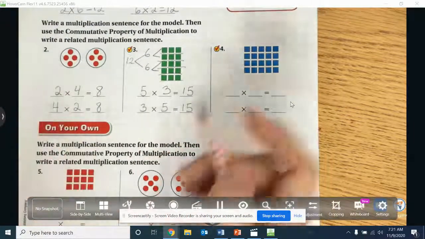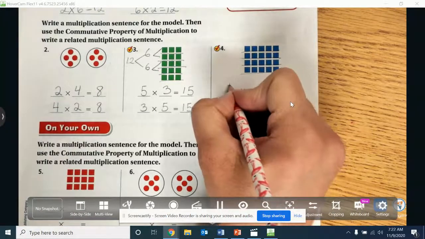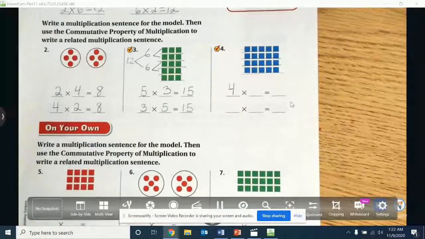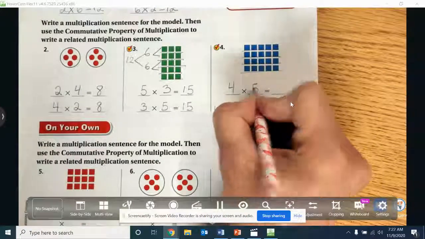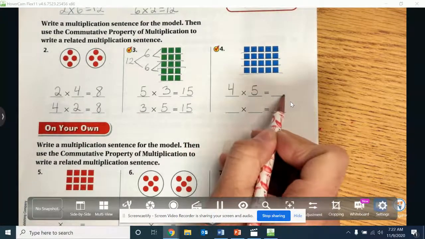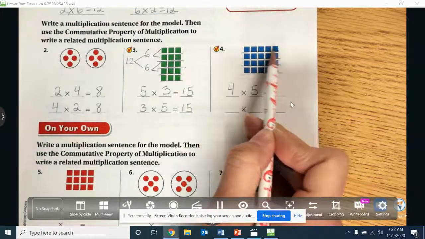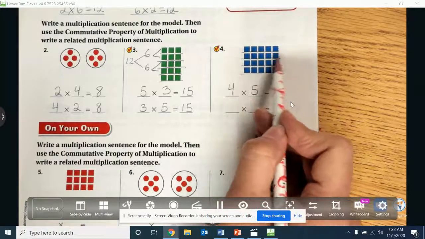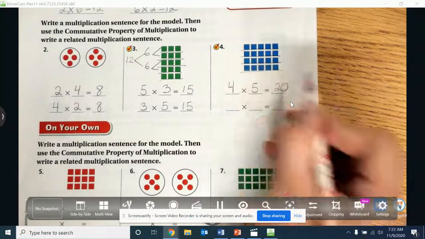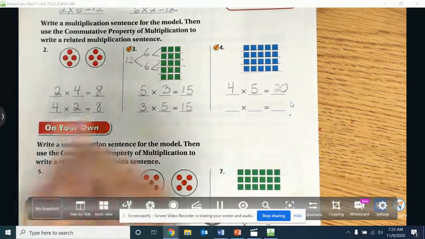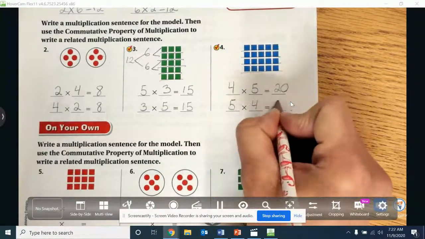Okay, number 4. 1, 2, 3, 4. There are 4 rows of how many in each? 1, 2, 3, 4, 5. 4 times 5 equals, remember, you can count by fives, or you can count each little one. 5, 10, 15, 20. 4 times 5 is 20. Commutative property of multiplication tells me I can switch the order of the 2 factors, and I still get the same answer.